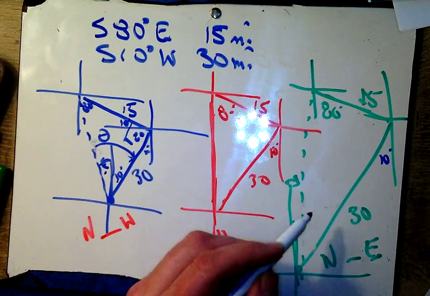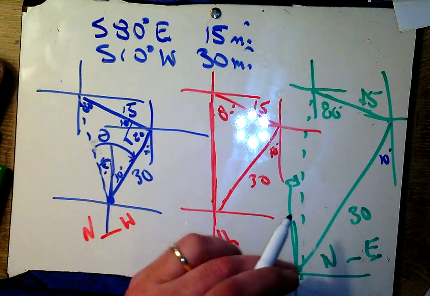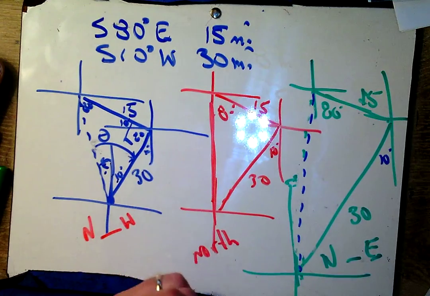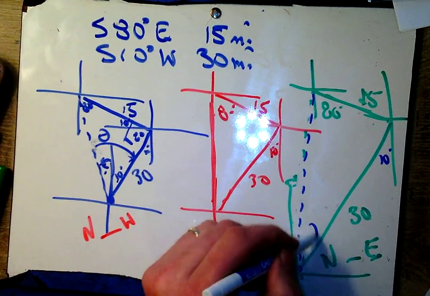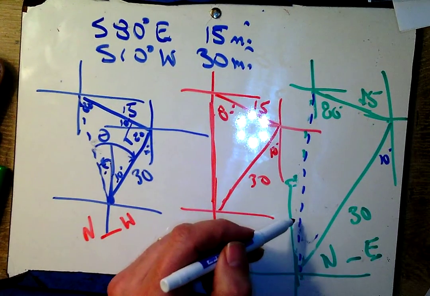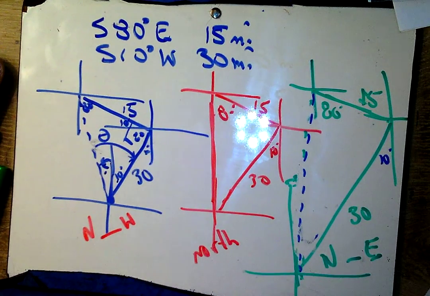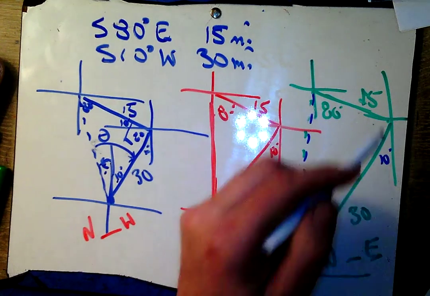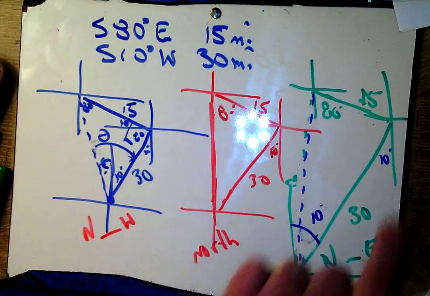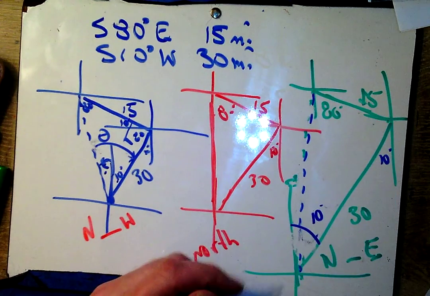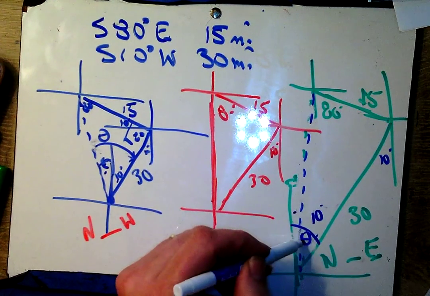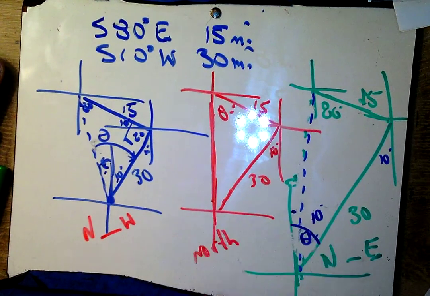Over here, I know that there's theta. No, that's 10. What am I missing? South 10 west. Oh yeah, that's 10, because those are alternate interior angles. But my bearing angle is this one. So if I could find theta and subtract 10, I would get that.